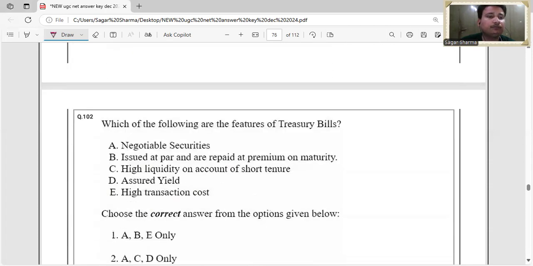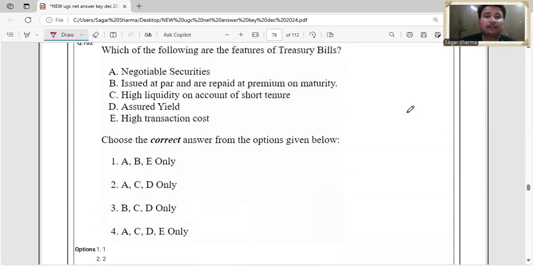Next, which of the following are the features of the treasury bills? Treasury bills that are issued by the RBI on behalf of government. So these are negotiable securities issued at par and are repaid at premium on maturity. And after that, there is high transaction cost. No, you can eliminate it. So 1 and 4 can be not your answer. Issued at par? No, it is issued at discount, not at par. So B is also not there.